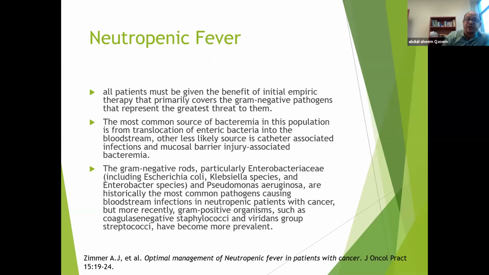The most common source of bacteremia is usually translocation of enteric bacteria from the intestine into the bloodstream. Less likely are catheter-associated infections if they have central lines or any device that can get secondary infection, and mucosal barrier injury associated with bacteremia, mainly in patients who have severe mucositis. So the alteration of the mucosal barriers in the mouth due to mucositis can lead to transient bacteremia from the oral pathology. Gram-negative rods, particularly the Enterobacteriaceae, represent the majority of those.